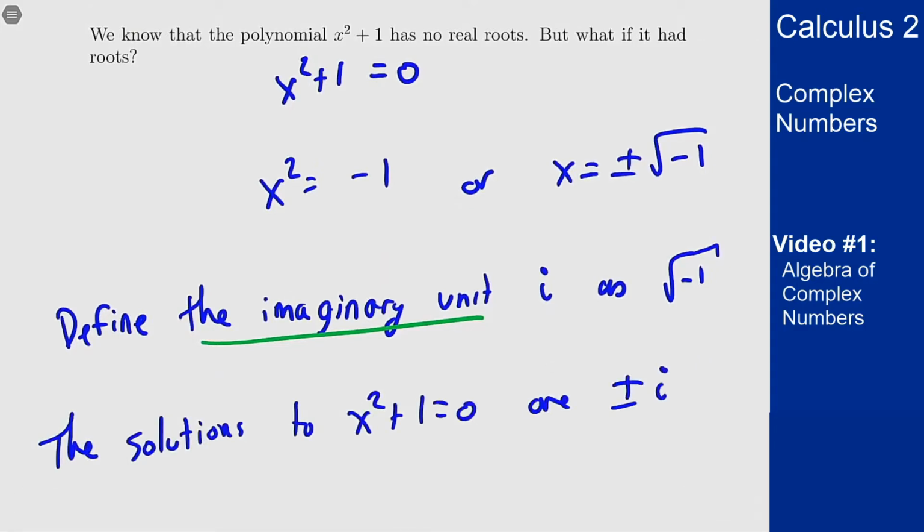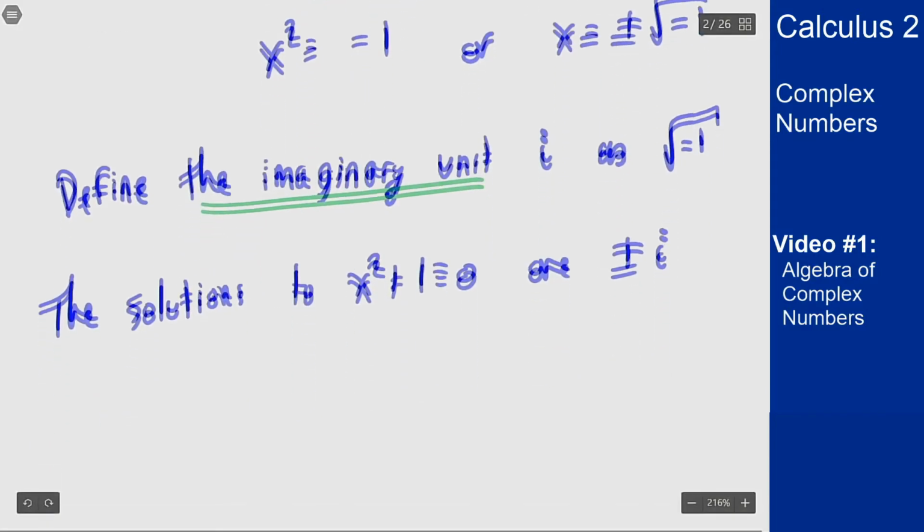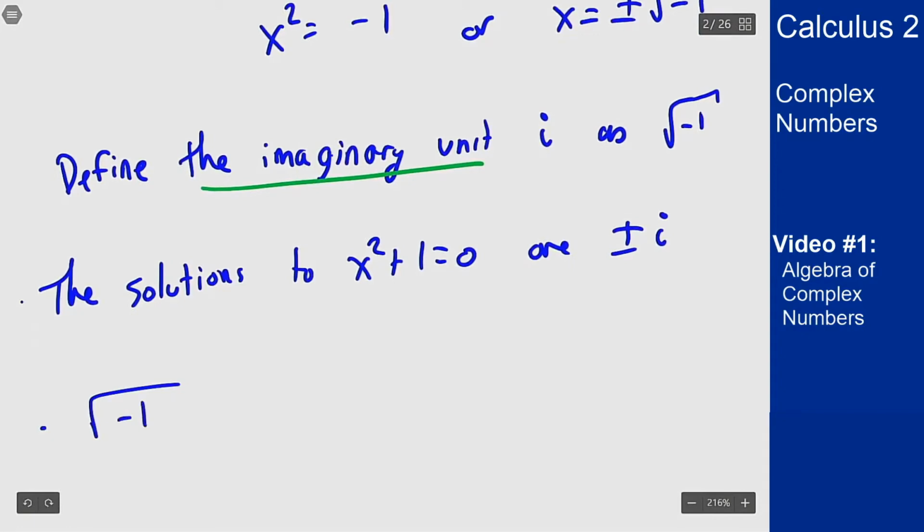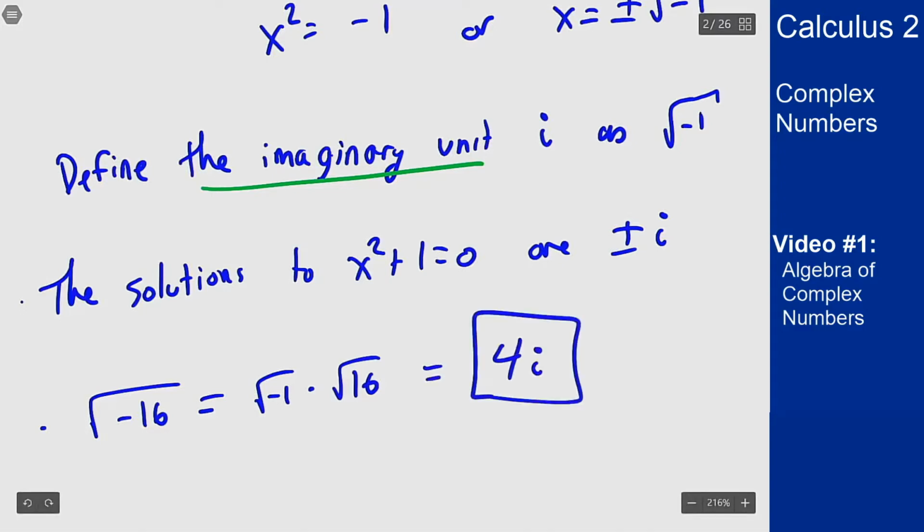You can also simplify any square root with a minus sign in it using this i. For instance, the square root of -16 is the square root of -1 times the square root of 16, because that's how square roots work. You can split square roots over factors like that. The square root of -1 becomes an i, and the square root of 16 becomes a 4, which means this equals 4i. So any square root of a negative number can be simplified using an i.